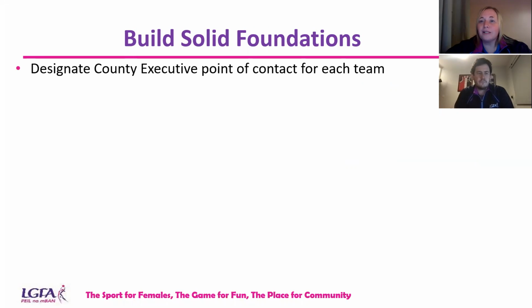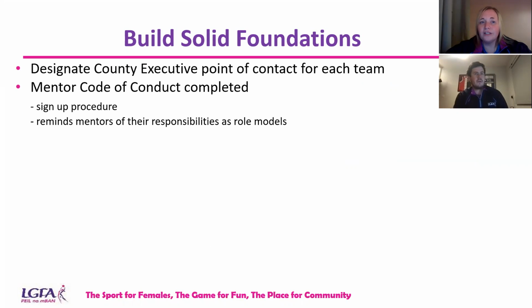So for yourselves to build solid foundations, first of all, designate a county executive point of contact for each team. That's really important, that there is one point, that there's not 10 people that the county manager can go to. So maybe you have 4 members of the executive. One might be with the under 14s, one with the under 16s, one with the minors, one with the adults, or maybe it's the one person, but at least you know who that designated point of contact is.